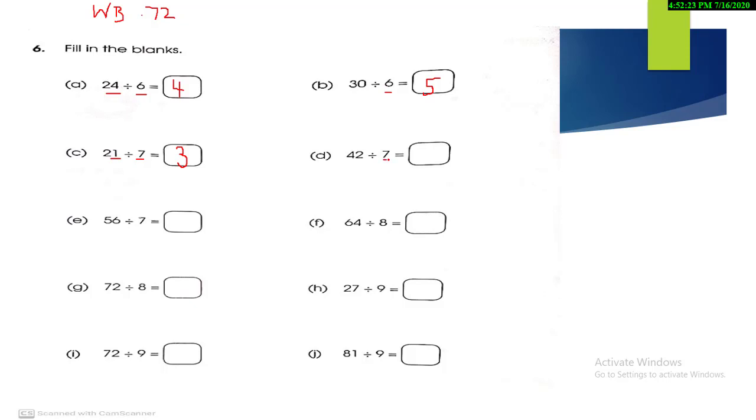So we need to read the 7 times table, and we are going to find the number 42. So we can do it with the trick. 42, that is 6. 7 sixes are 42. That trick is really helping us.